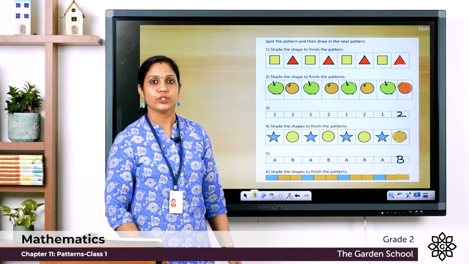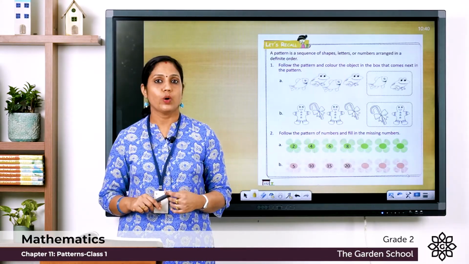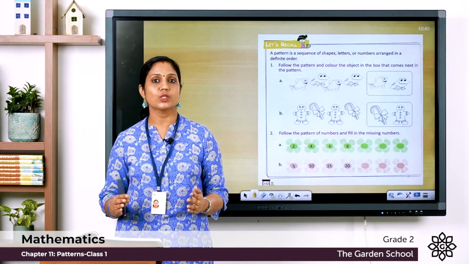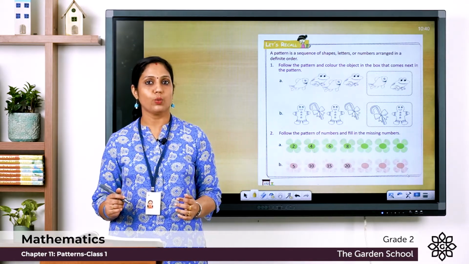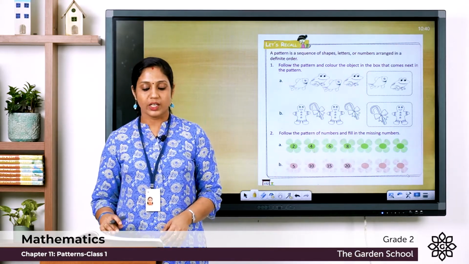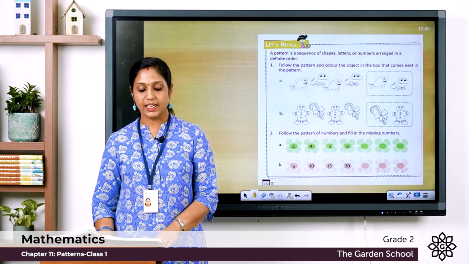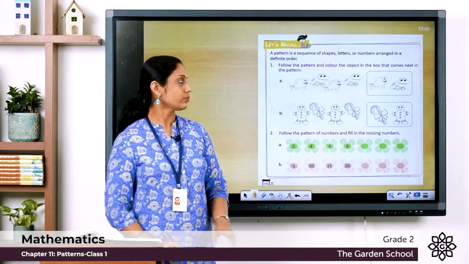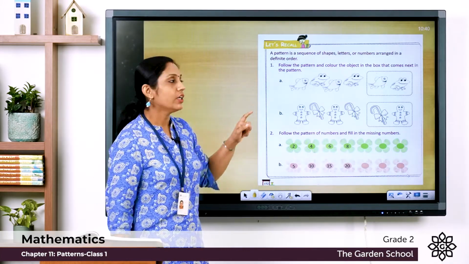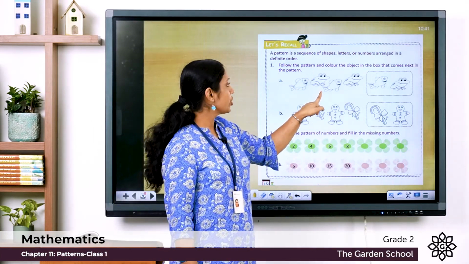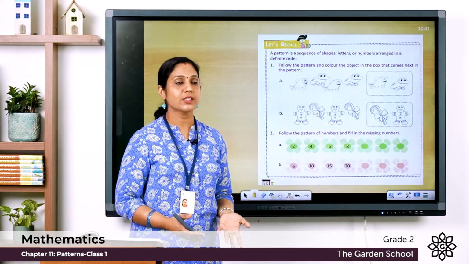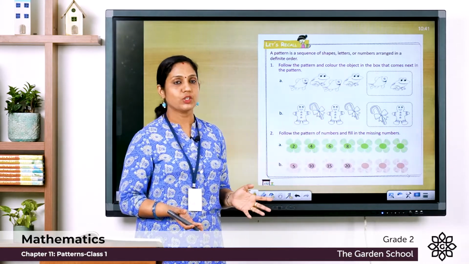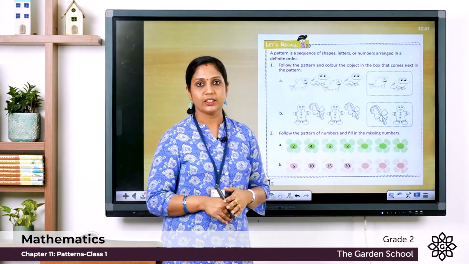So hope this is clear to you. In your textbook, page number 152, we have some exercise to do. Let's have a look at it. So you can also open your text and turn to page number 152. Here you can see, follow the pattern and color the object in the box that comes next in the pattern. So look here, we have a fish, frog, so which one has to come next? Fish, frog, and again a fish has to come. So you can circle the fish in here.